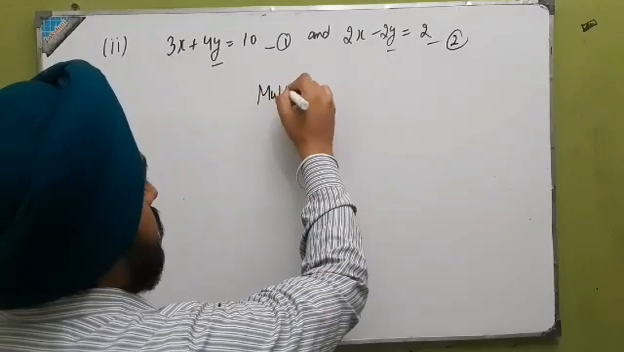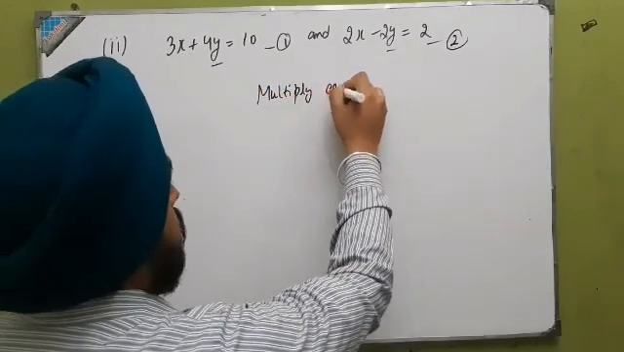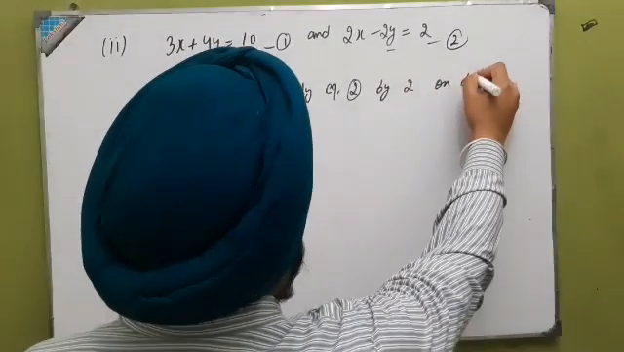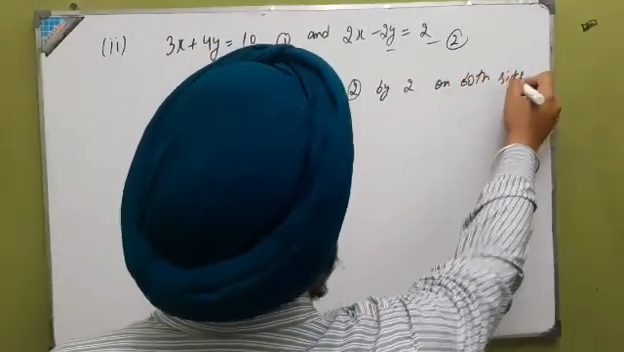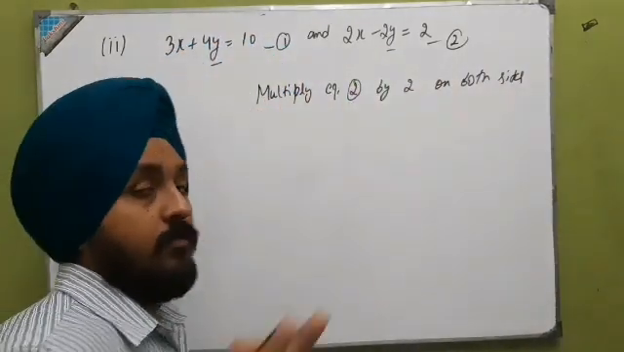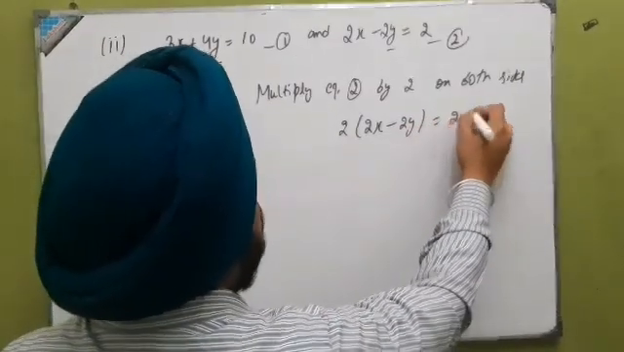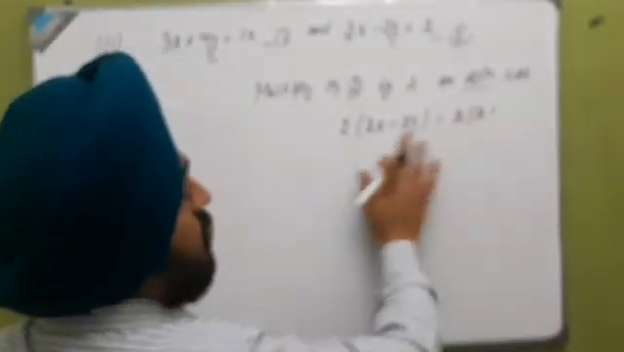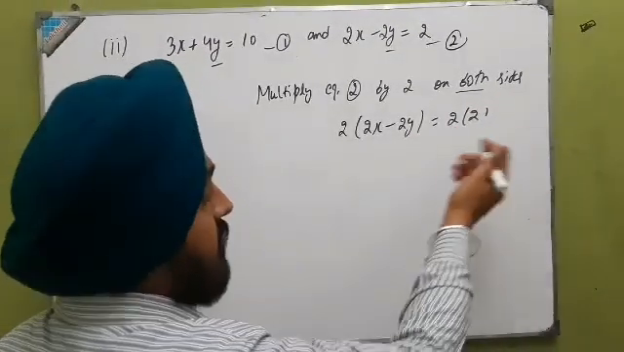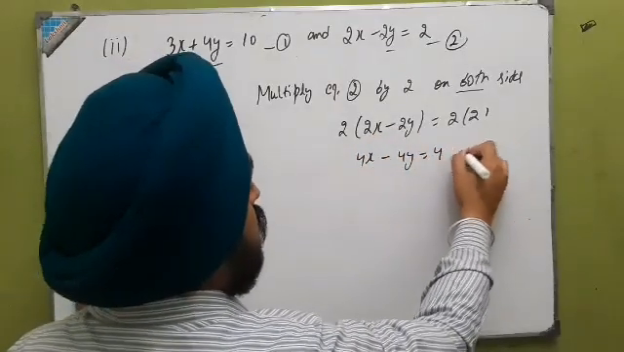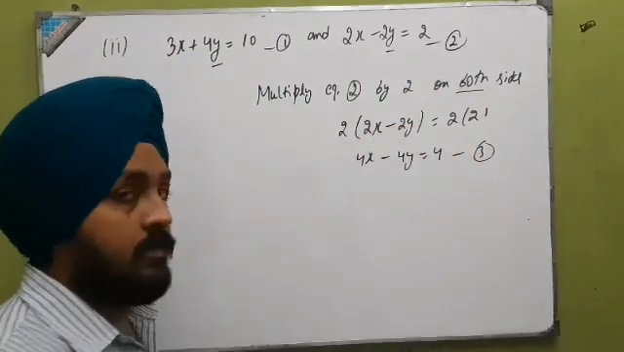Multiply equation 2 by 2 on both sides, to make the coefficients of variable y equal. So this equation 2 becomes 2 times 2x minus 2y is equal to 2 times 2, because on both sides you have to multiply by 2, so 2 is also there on the right side. 2 times 2 is 4, 4x minus 4y is equal to 4. Now it becomes equation number 3.